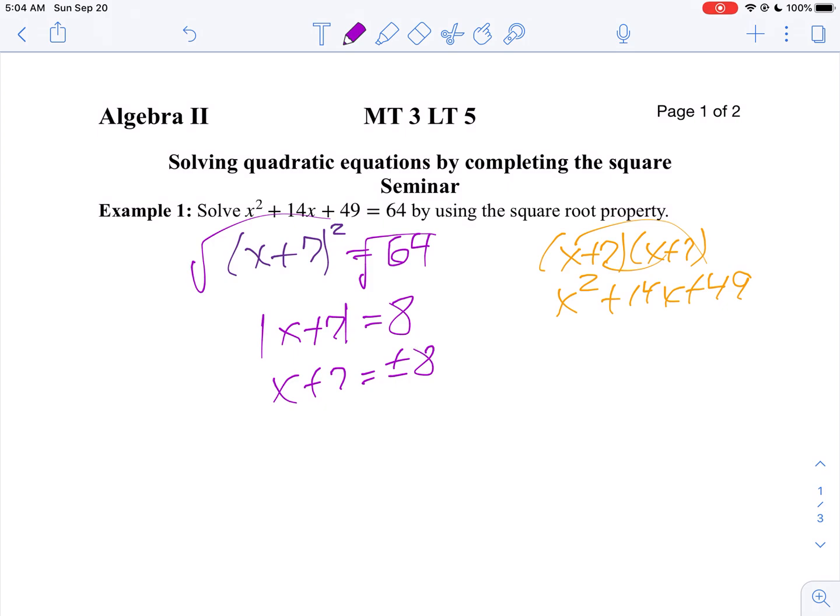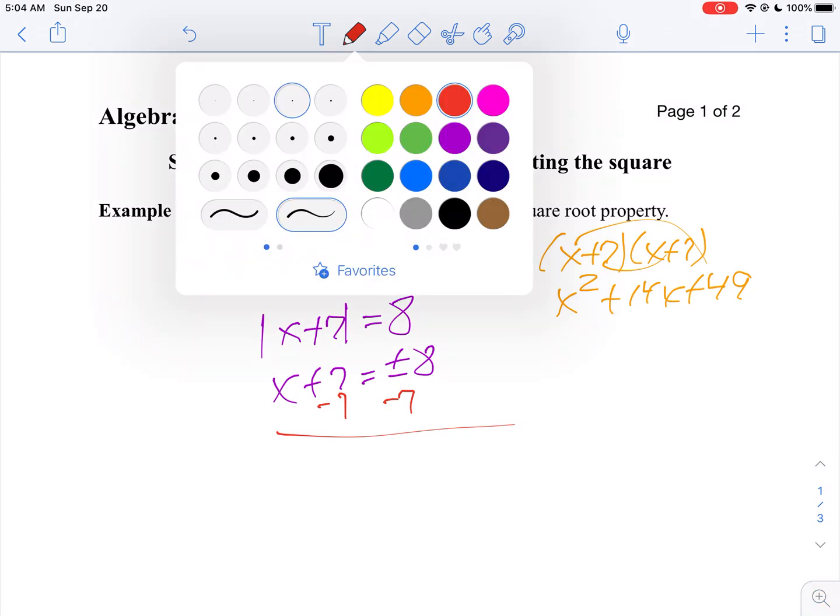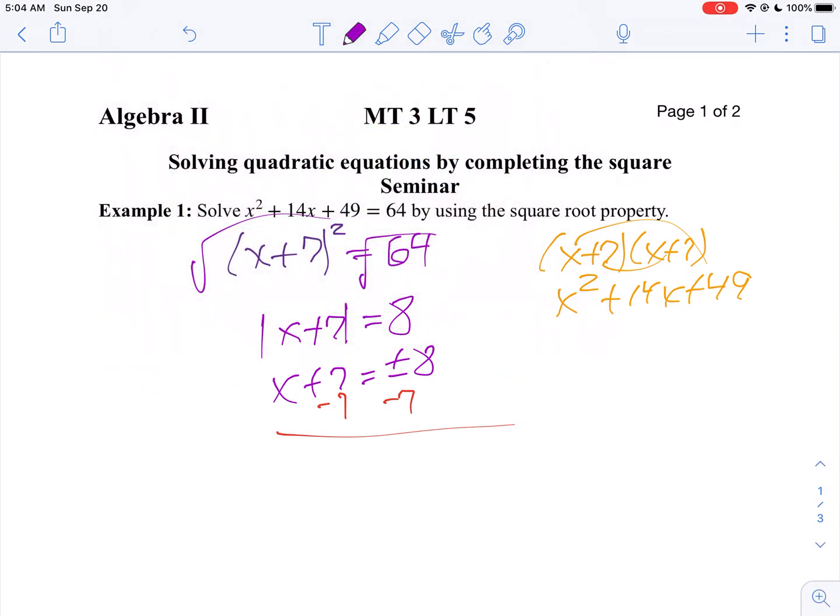Well, at this point, let's subtract 7 from both sides. So then x equals negative 7 plus or minus 8. Well, we get two answers because it's a parabola. It crosses twice. One time we're going to add.